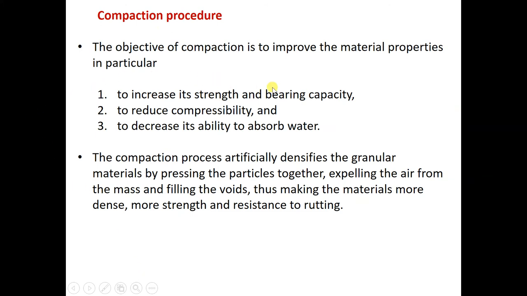The compaction procedure. The objective of compaction is to improve the material properties. In particular, there are three objectives. First is to increase its strength and bearing capacity. Secondly is to reduce the compressibility of the aggregates, so it will not be compressed further again. Thirdly is to decrease its ability to absorb water. It's far from waterproof, but if you compact well, it will resist the passage of water. So these are the three objectives of compaction: to increase the strength and bearing capacity, to reduce compressibility, and to decrease its ability to absorb water.